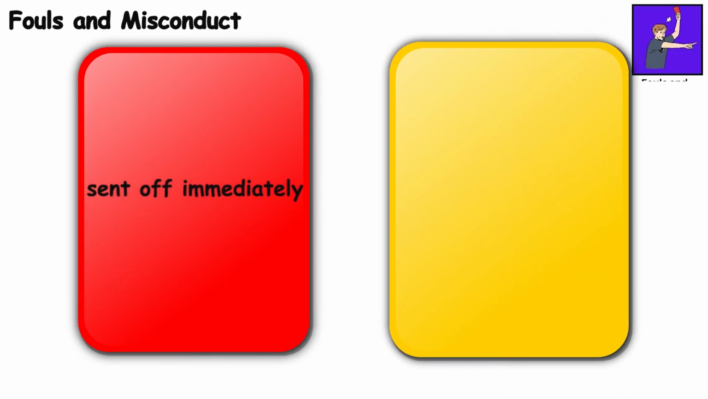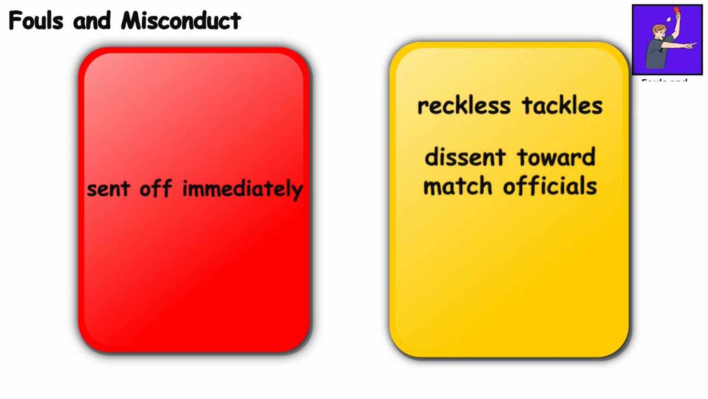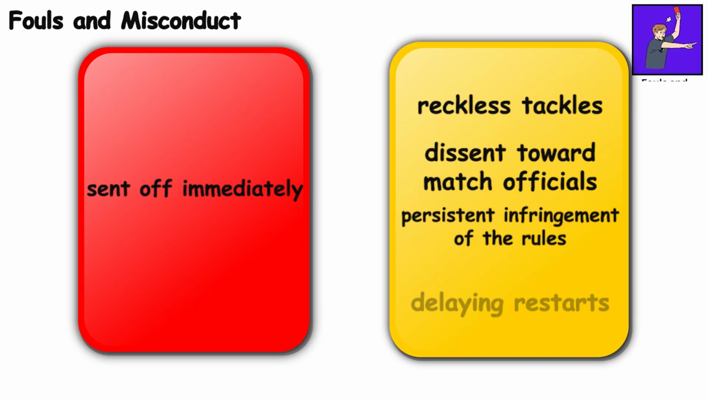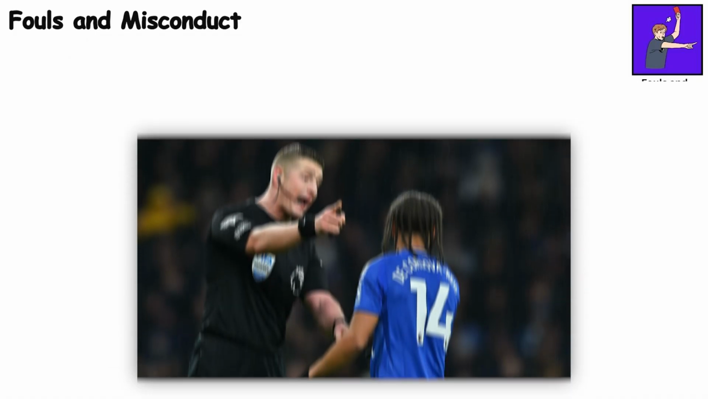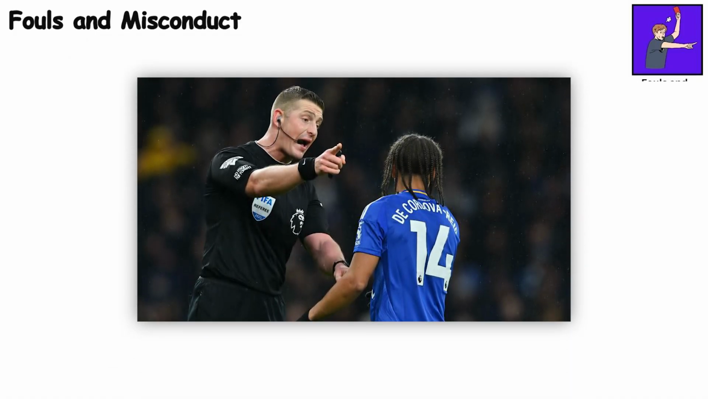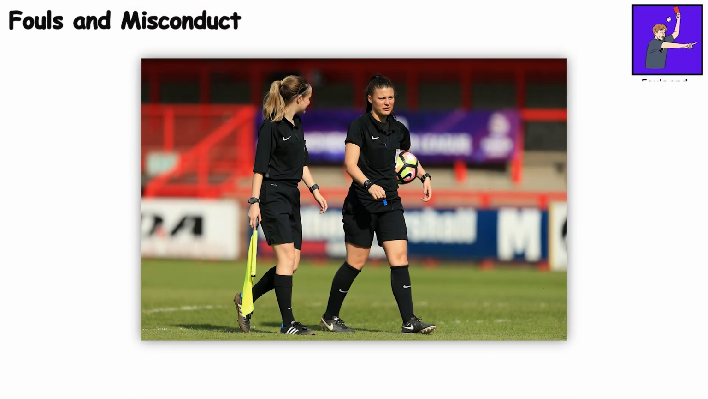A yellow card is issued for less severe misconduct, such as reckless tackles, dissent toward match officials, persistent infringement of the rules, delaying restarts, or entering or re-entering the field without permission. Misconduct by team officials, coaches, or substitutes is handled similarly. They can receive yellow or red cards for misconduct and may be required to leave the technical area.